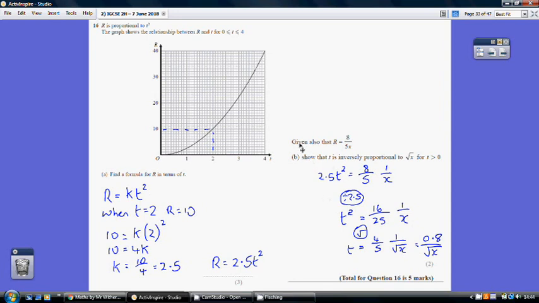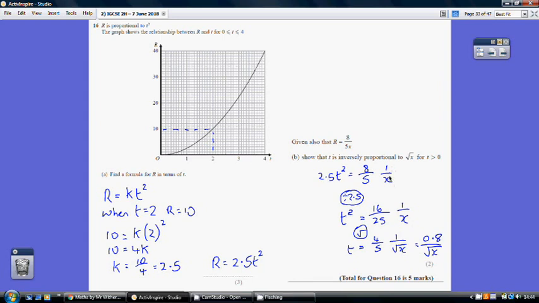Now for part B, I'm given also that r equals 8 over 5x, and I have to show that t is inversely proportional to root x. So start off by substituting in what we know r is equal to. So replace the r on the left hand side with your 2.5 t squared, your answer from part A. So 2.5 t squared equals 8 over 5, 1 over x. That's the same thing as 8 over 5x.